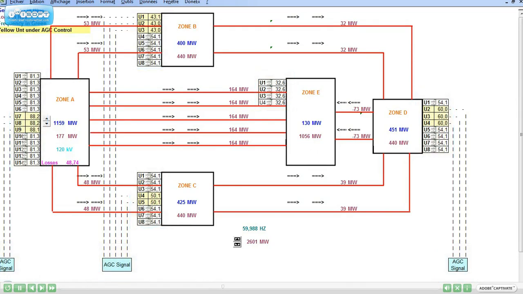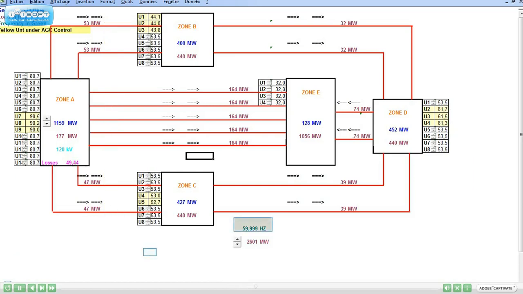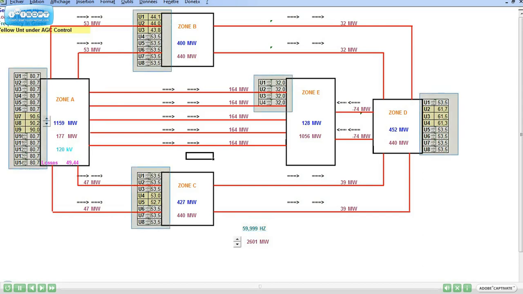All units have their speed droop set at 5%. Users will have to press on one of these boxes, so the AGC will send a signal to the units that are under its control. This will correct the frequency close to 60 Hz. AGC corrects the frequency. Check the output of the units. To know more about the speed droop and AGC actions, please refer to the speed droop and AGC simulator.